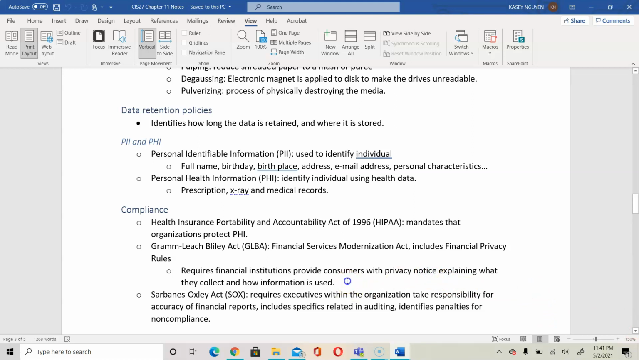If they have disclosed your information to another entity after they collect it, they have to notify the individual. And the consumer would then be allowed to opt out of those types of programs if needed.